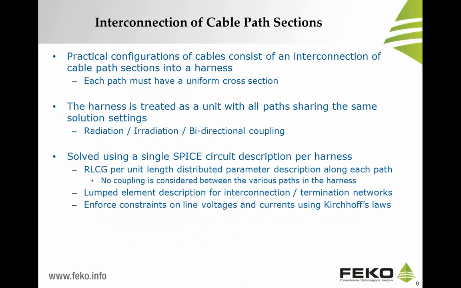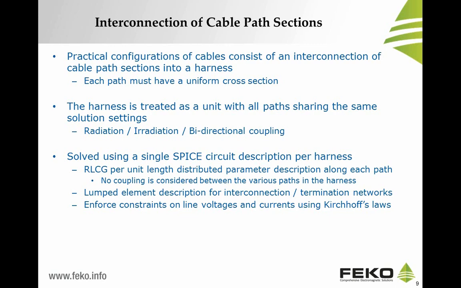In practical examples, we typically do not just have single cable paths. We deal with cable harnesses, which are simply an interconnection of cable path sections. Each path will basically have a uniform cross-section, and these are then interconnected by distributed or lumped element circuit descriptions. Each harness will basically be treated as a unit where all the paths will be sharing the same solution setting, which involves the different coupling methods, which will then be radiation, irradiation, or what we will discuss just now, bidirectional coupling. And as I said, we will solve each harness separately using a SPICE circuit description, which will include the per unit length distributed parameter description along each path.